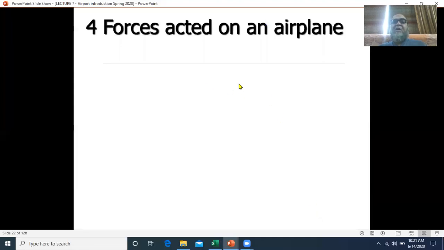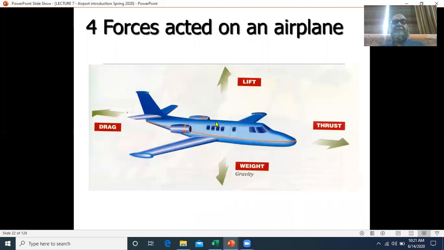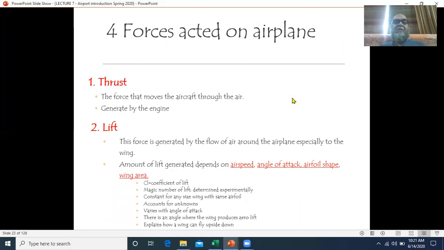So when a plane is in the air, there are four forces that act on it. Lift acts against gravity, and thrust acts against drag. So what is thrust? The force that moves the aircraft through the air, generated by the engine. Then there is lift. This force is generated by the flow of air around the airplane, especially the wing. The amount of lift generated depends on the air speed, angle of attack, and airfoil shape. They are dependent on different factors.